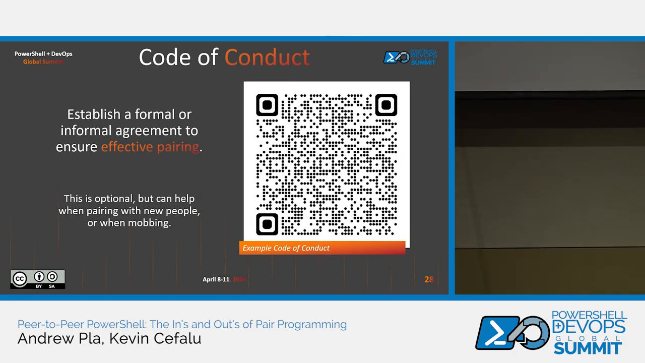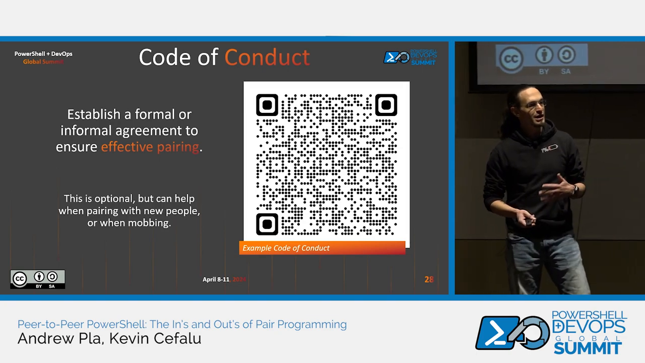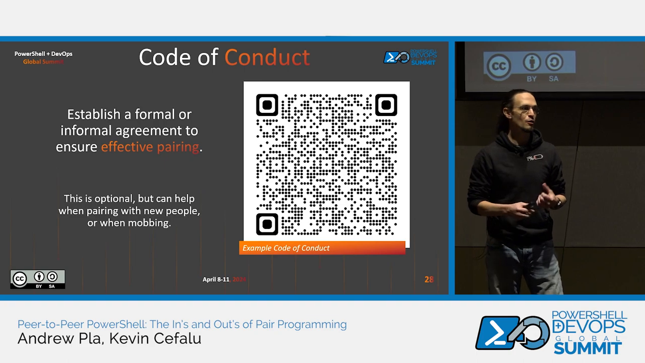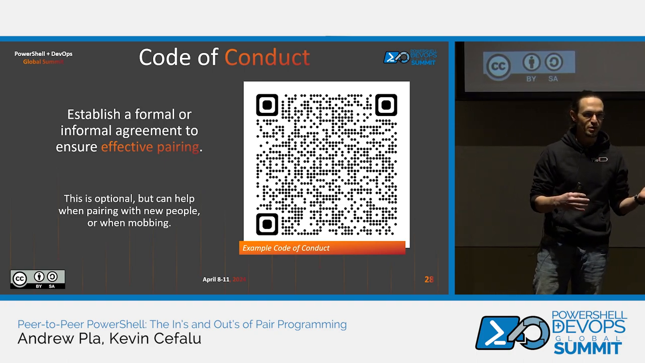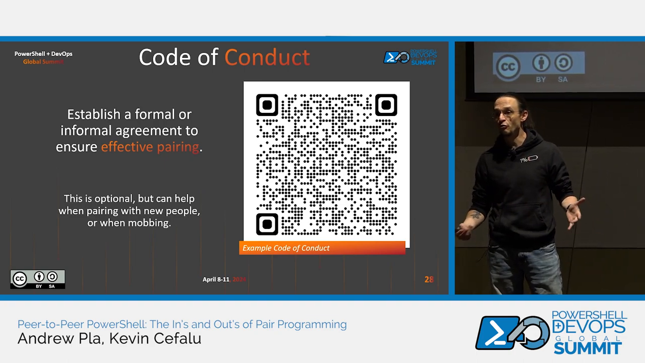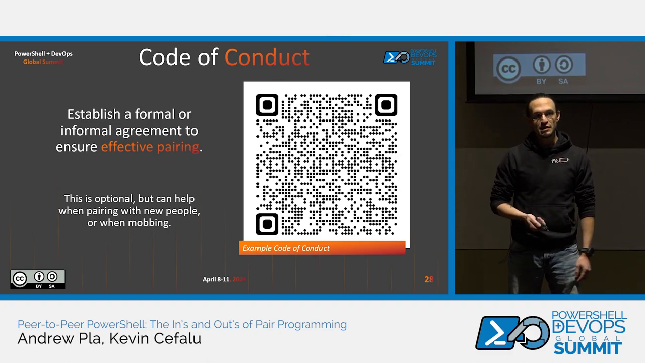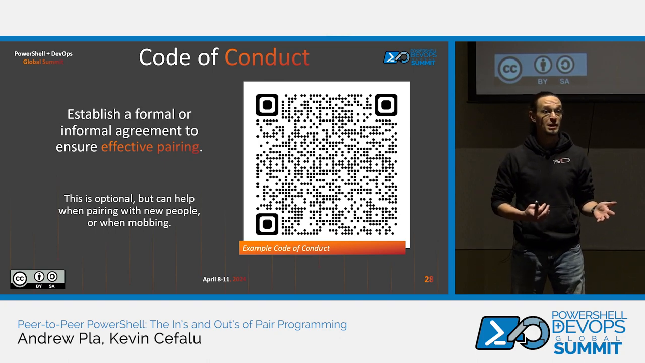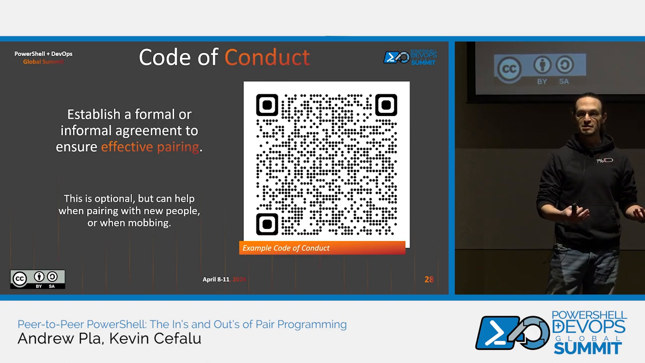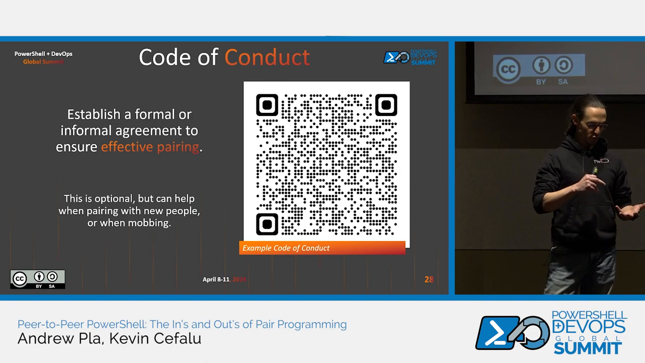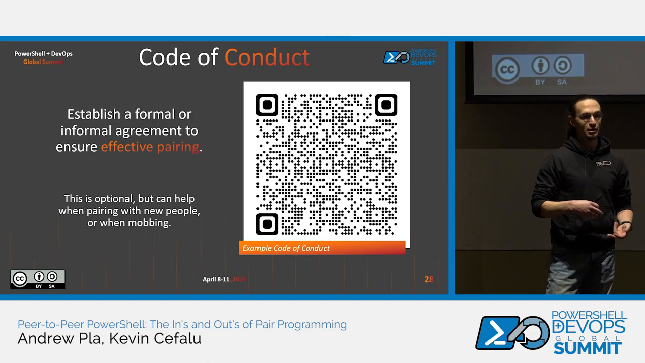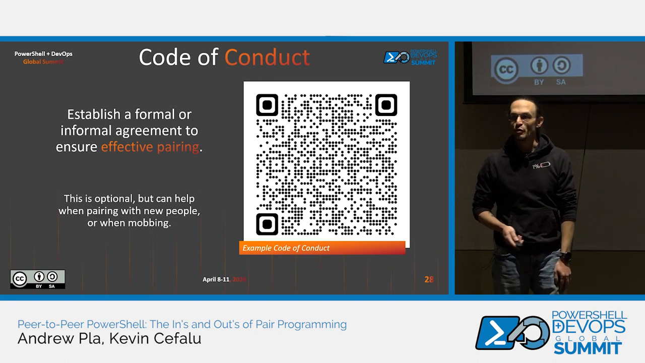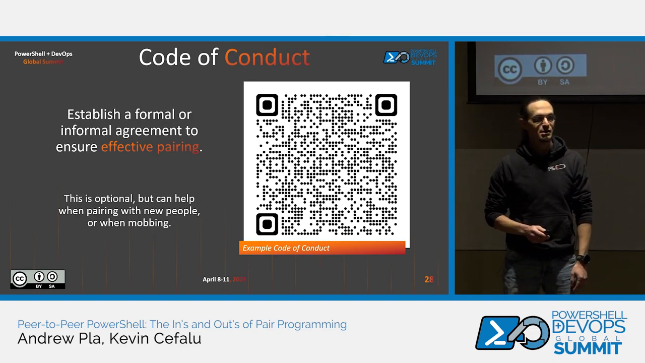Next thing up is a code of conduct. We spoke about it more in the informal sense, but if you're new to pair programming or you're joining in with someone who is new, or mob programming, you might find it necessary to have some sort of more formalized, codified agreement that you're all coming into this, you're going to be kind, you're going to actively listen, you're going to participate. And we did put up just an example code of conduct on a GitHub gist.